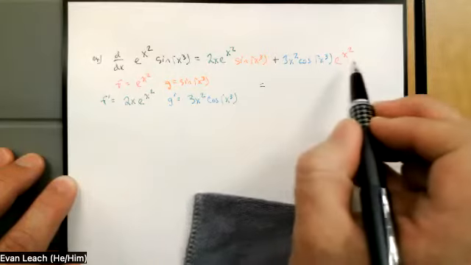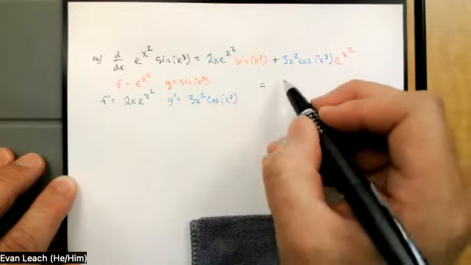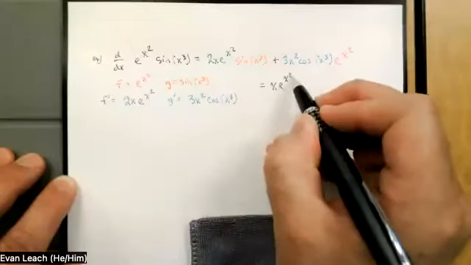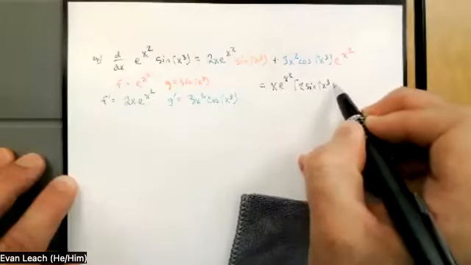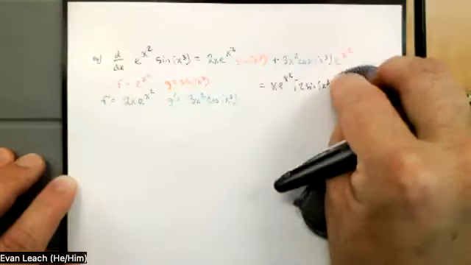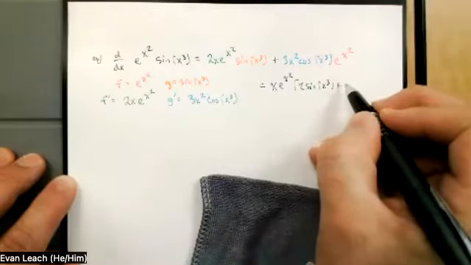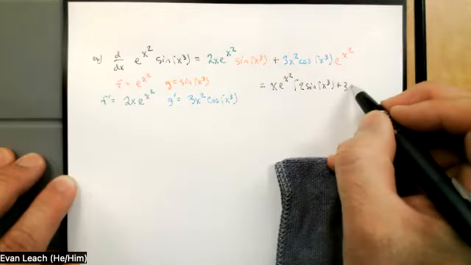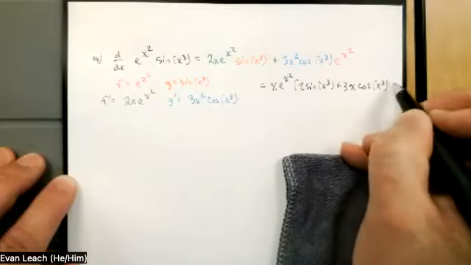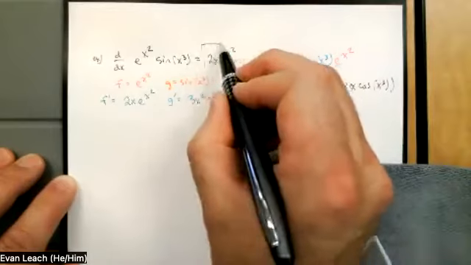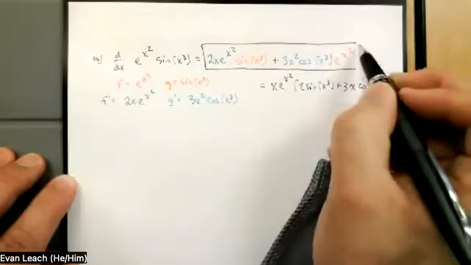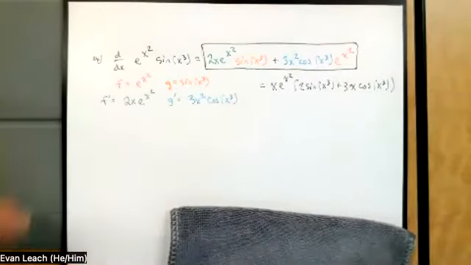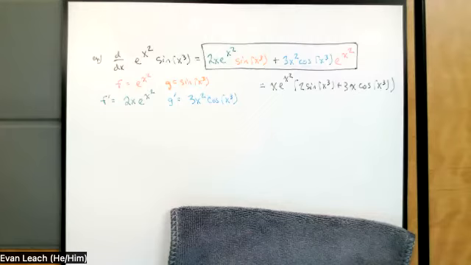So we might notice that there are some common factors here. There's an x e to the x squared in common. Maybe we want to factor that out. That'll leave behind a 2 sine x cubed plus 3 times x cosine x cubed. Any questions?